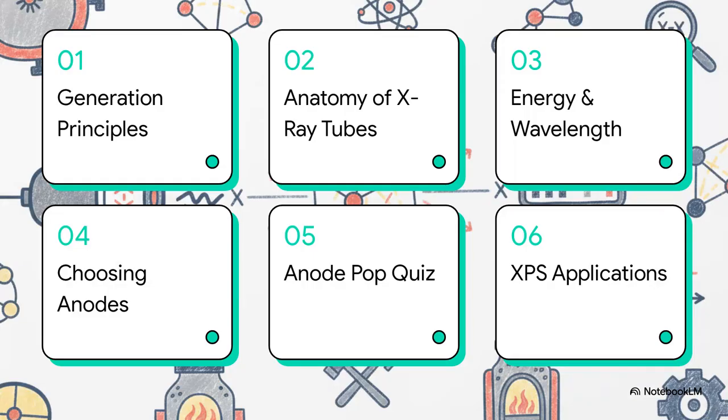Okay, here's our game plan for this session. We'll quickly cover how X-rays are actually generated, check out the physical anatomy of the tubes, break down the core math, talk about choosing the right anode materials, run through a quick pop quiz to test your instincts, and then finish up with how this is used in the real world.